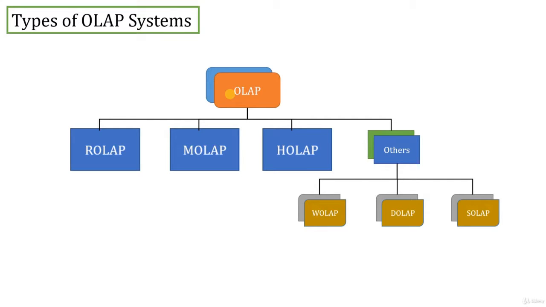And next, there are a few other types of OLAP systems. Let's go through them one by one quickly. The first one is WOLAP, which is nothing but web OLAP, an OLAP system accessible via a web browser. WOLAP is a three-tiered architecture and it consists of three components: client, middleware, and a database server.